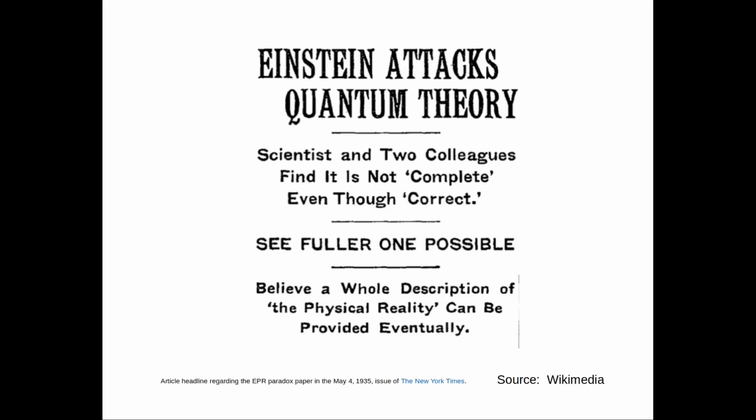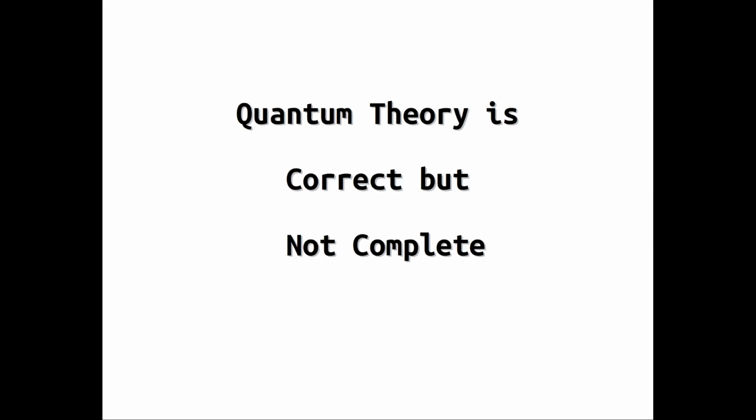Here's our jumping off point. This is the headline in the New York Times for a news article about the EPR paper. It starts, "Einstein attacks quantum theory," which is the clickbait of the 1930s. It's the second graph that is most enlightening. It says scientists and two colleagues, that would be Einstein, Podolsky, and Rosen, find quantum theory is not complete, even though correct. Or as I like to say, quantum theory is correct, but not complete.